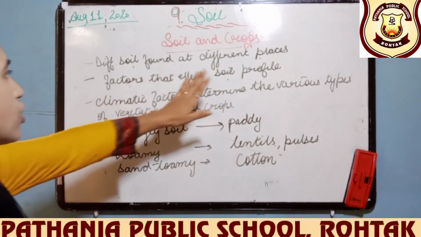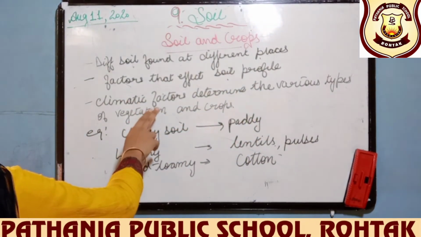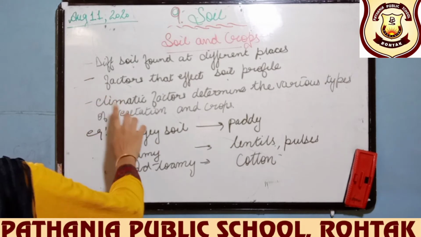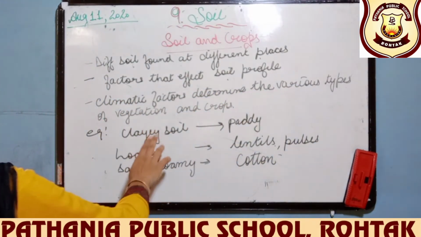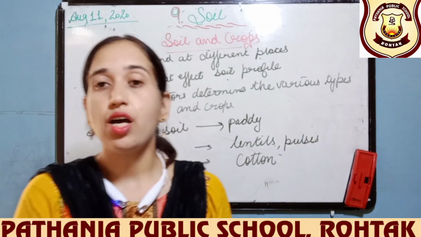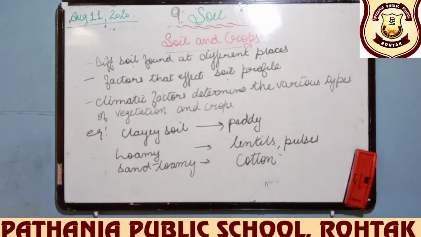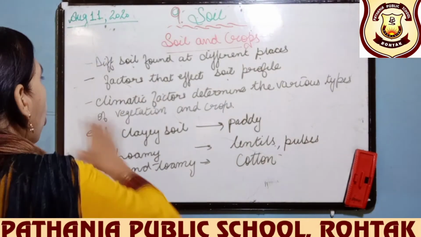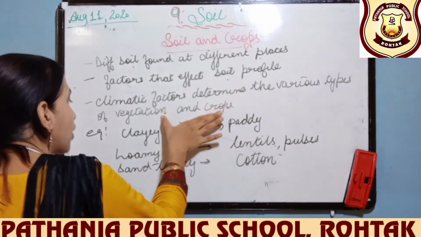Factors that affect the soil profile. What are the factors that are affecting the soil profiles? Climate factors determine the various types of vegetation and crops. So all these climate factors we have discussed earlier also: wind, rainfall, temperature, sunlight, humidity, all these affect the vegetation and crops.